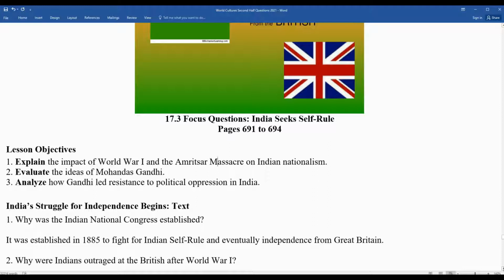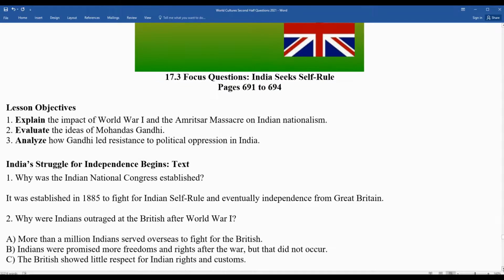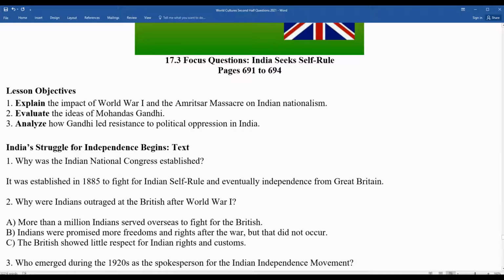Two, why were Indians outraged at the British after World War I? When you think about World War I, that was a collective world effort, and a lot of the Indian people's soldiers agreed to fight with the British with some hope or optimism that after World War I, they would receive their independence. More than 1 million Indians served overseas fighting for the British in World War I. They were promised additional freedoms and rights after the war with a lot of hope and optimism towards independence, but at the very least, more rights and freedoms within the structure of the British control.